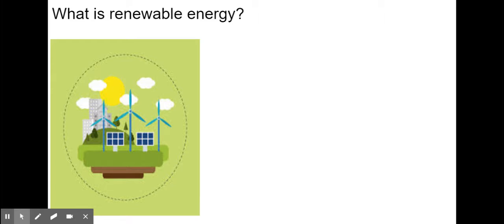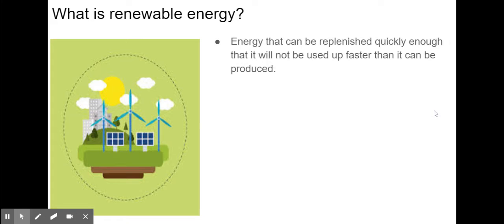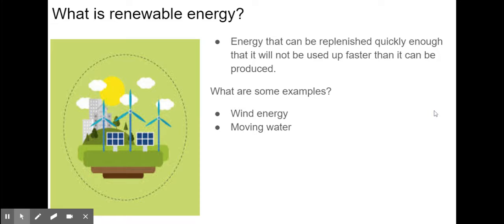What is renewable energy? It is energy that can be replenished quickly enough that it will not be used up faster than it can be produced. What are some examples? Wind energy, moving water, hydropower, tidal power, geothermal, which is heat inside Earth, solar.